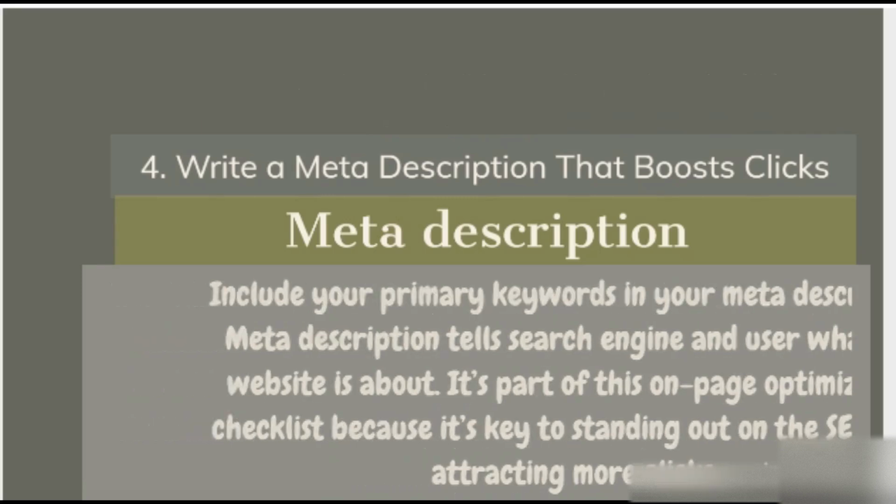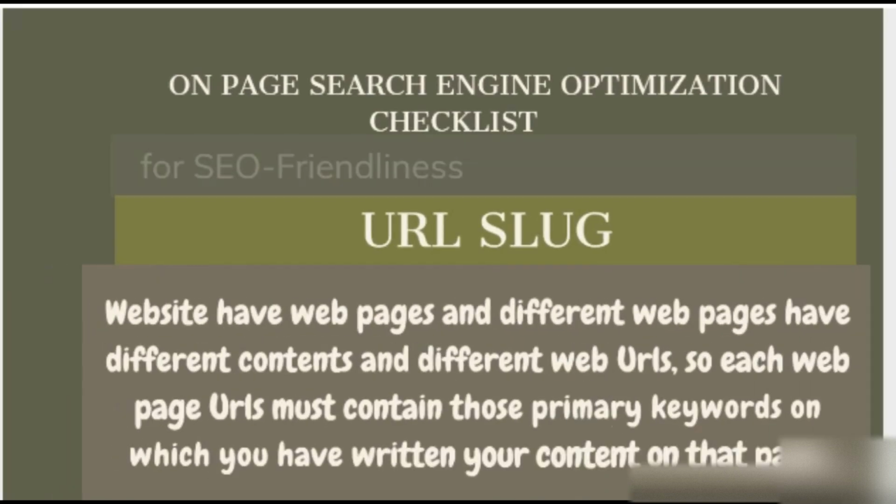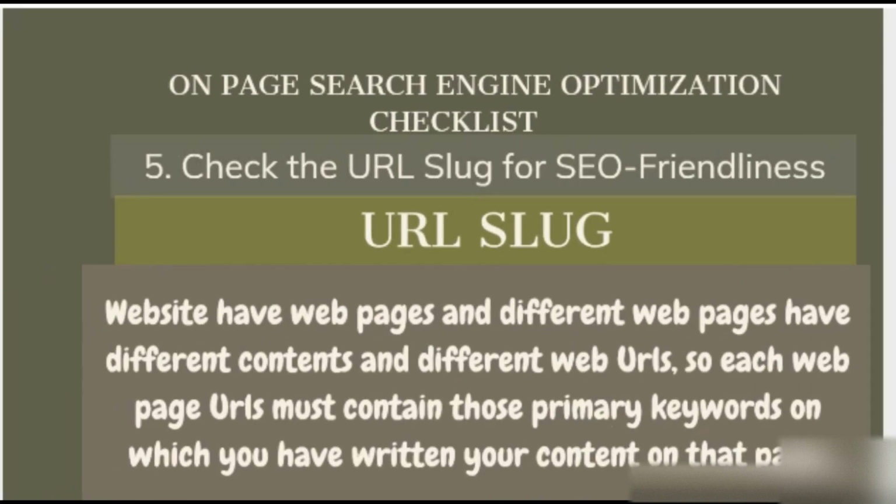Fifth in the list is the URL slug. Websites have web pages, and different web pages have different content and different web URLs, so each web page's URL must contain those primary keywords on which you have written your content on that page.